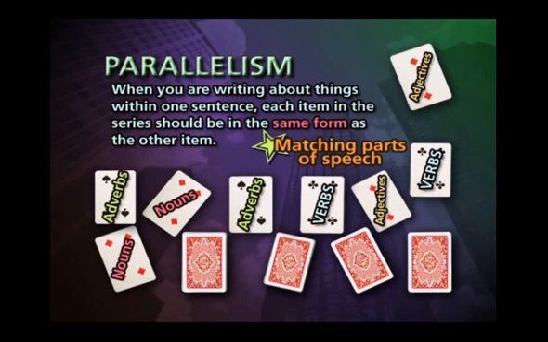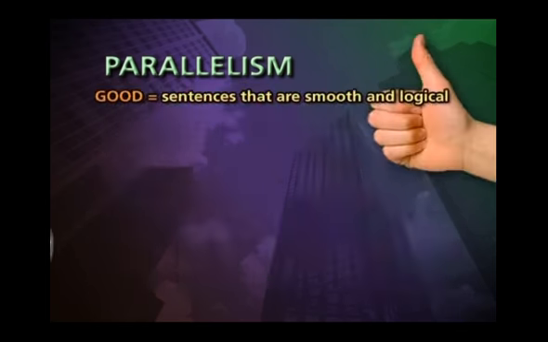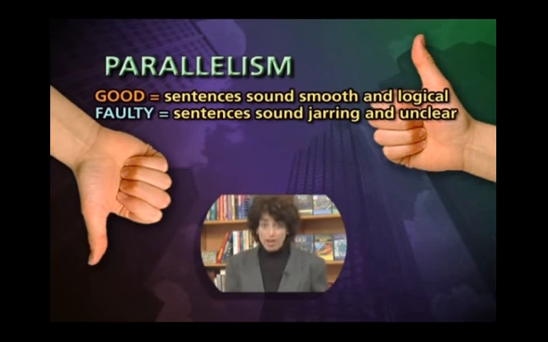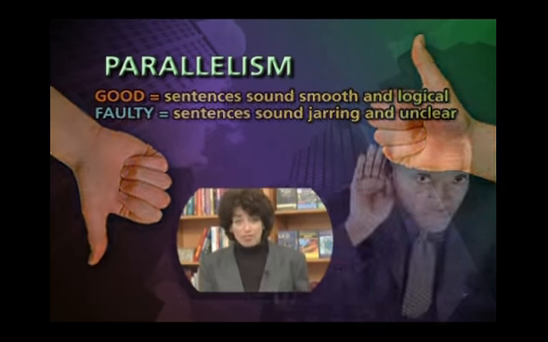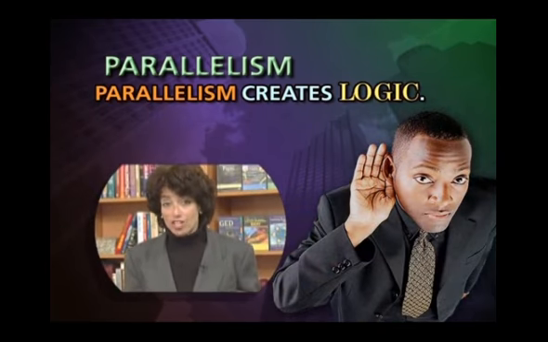In addition, you're matching grammatical forms. So, for example, you'll match phrases to phrases. You'll match clauses to clauses. When you do have parallelism, your sentences sound smooth and logical. When you have faulty parallelism, as we call it, your sentences sound jarring and your ideas are not conveyed to your reader. So you want to use parallelism to create logic.